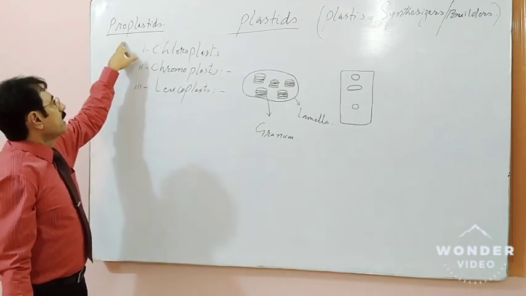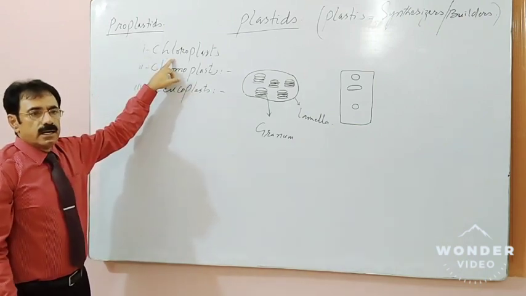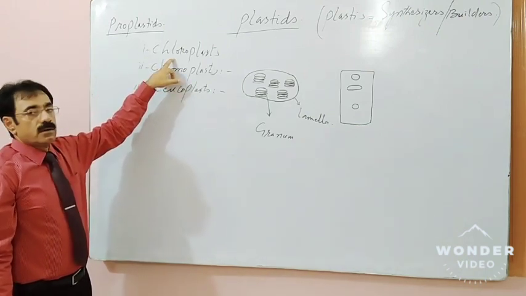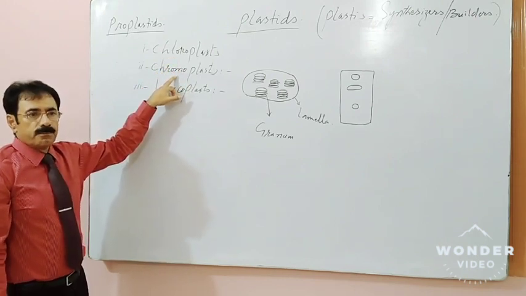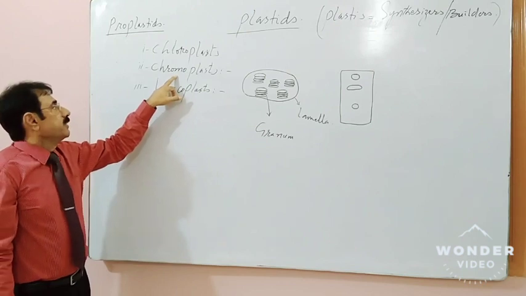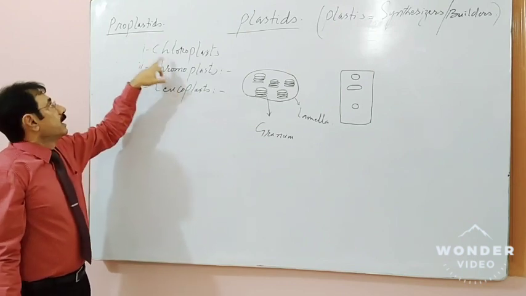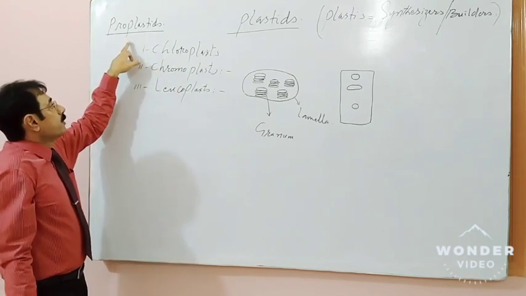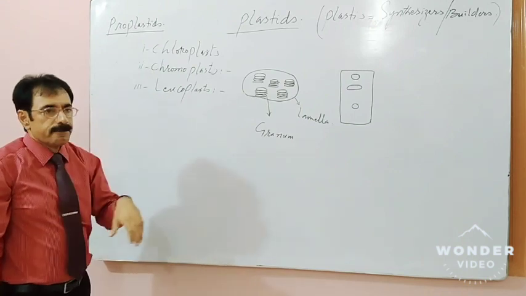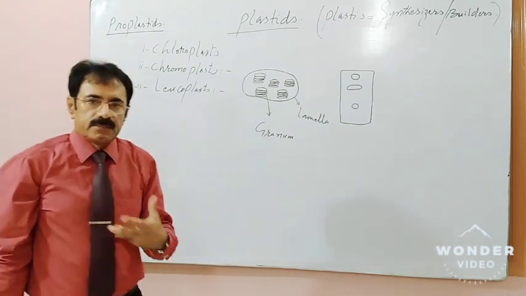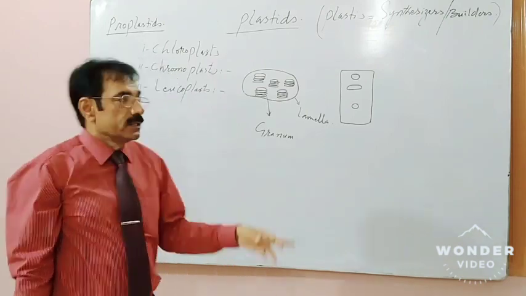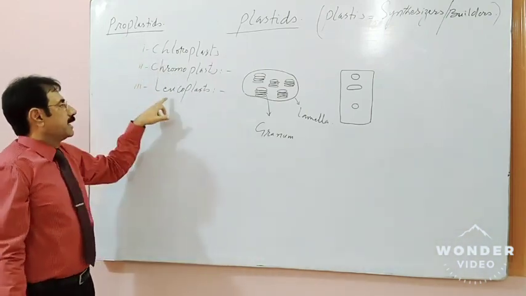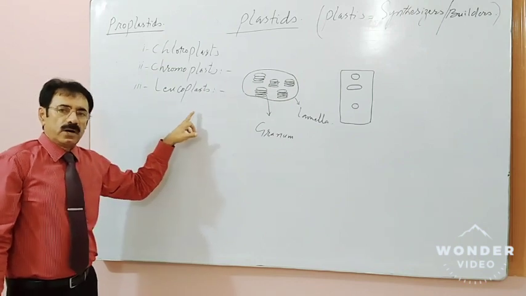Suppose the proplastids meet with clear sunlight, they develop into chloroplast. If they don't receive proper sunlight, they may develop into chromoplast. Or in case the proplastids develop in the absence of sunlight, just like in the underground parts, they develop into leucoplast.